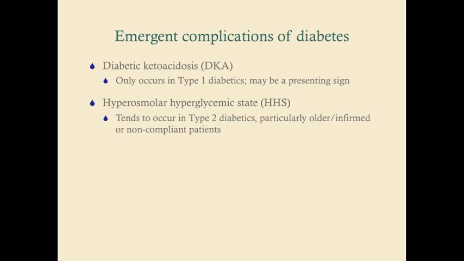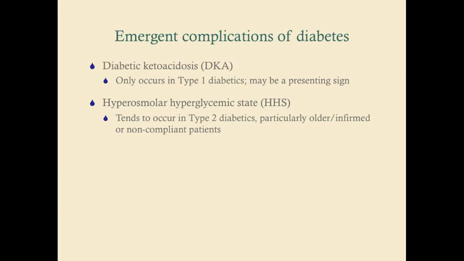Okay, so what are the emergent complications of diabetes? So we talked about this a little bit earlier. These are emergent complications of diabetes. So this isn't something that's supposed to happen. This is something that goes terribly wrong if the patient's not being treated. If a patient's treated, they should not be getting these things.